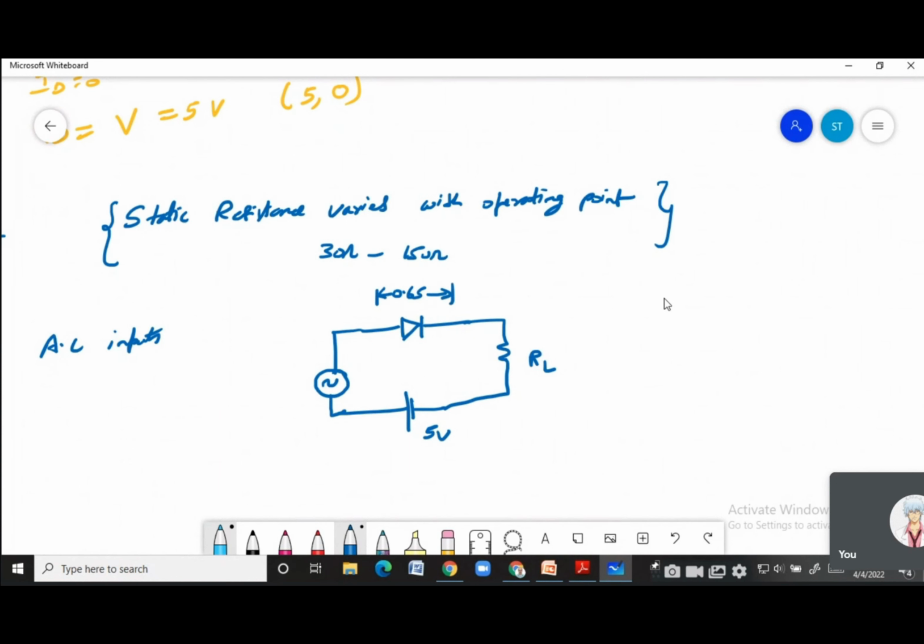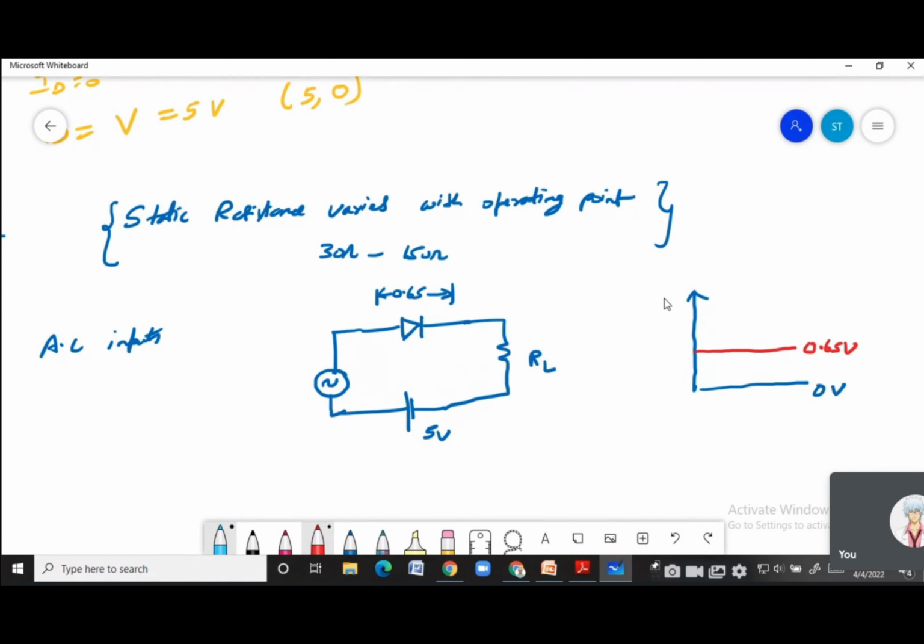But you're also applying an AC input. So suppose this is your ground, and I make this the y-axis on which you have the voltage. Okay, this is ground. So suppose this is 0.65 volts.